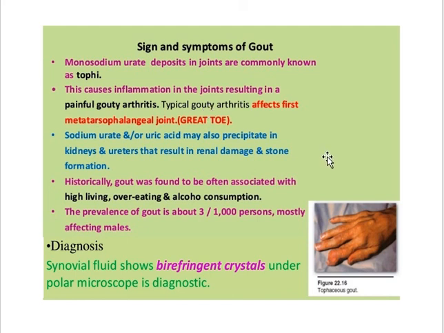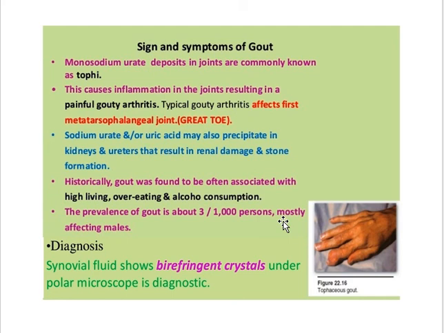First of all, the joint involved in gout is the first metatarsophalangeal joint, that is, the metatarsophalangeal joint of the big toe of the foot. Then the sodium urate crystals can also precipitate in the kidneys, which leads to renal damage and stone formation in the kidneys.